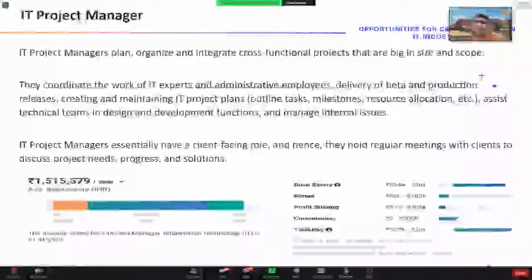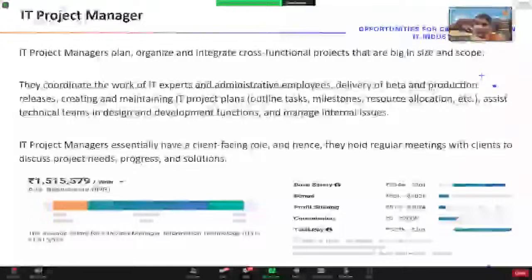And it's a very, very niche area and domain which I definitely say everyone should look at. Though the base salaries look less in the initial years, which is there in front of you, it has a very good role over the years because you are able to understand the technical part. You're also the one who is able to understand the client. You're also able to understand how to communicate.